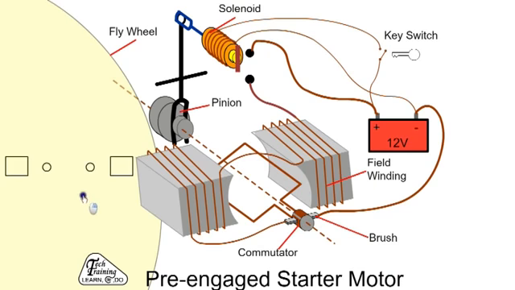Here we see the magnetic field from north to south due to the stationary winding. The current through the rotating winding sets up a separate magnetic field. The interaction of the 2 magnetic fields causes the rotor to turn.